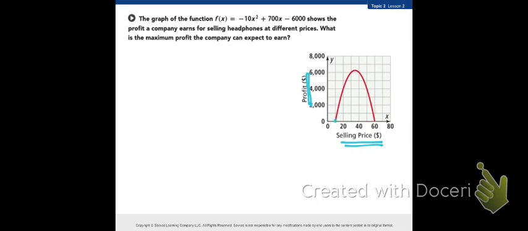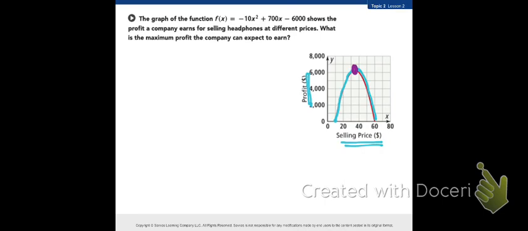So the selling price is here, and as the selling price goes up, it looks like the profit increases to a certain point right here. Then it changes direction, and even though the price is going up, the profit is going down. So when it's saying what is the maximum profit the company can expect to earn, we're looking at this vertex, this point here. We want to know what the coordinates are of this point.